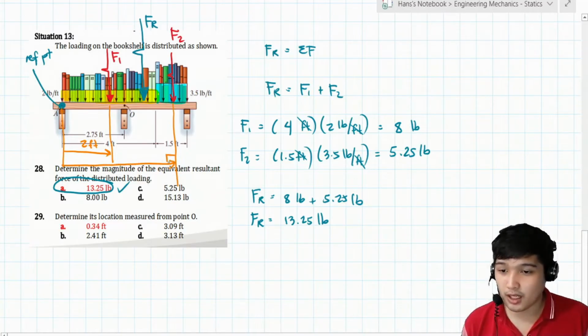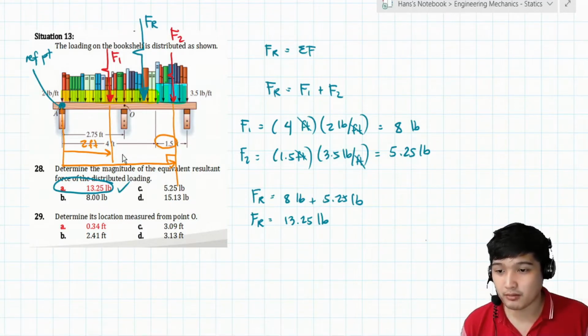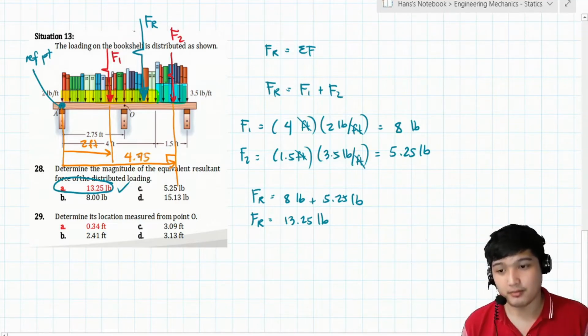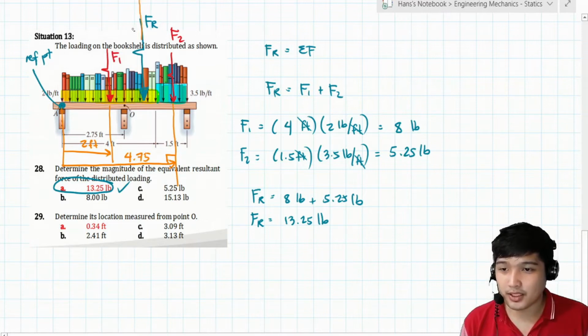So, how we determine that? So, itong distance na to is 4. Tapos, yung matitira dito, kalahati ng 1.5, so 0.75. So, therefore, ang distance niya is 4.75. Okay? Now, yung FR, line of action, is vertical.